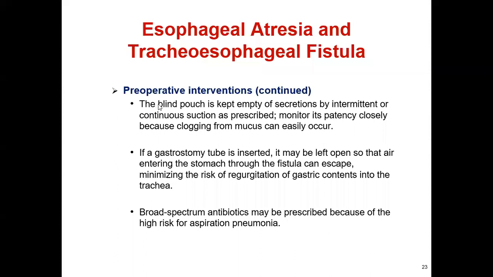So next is preoperative intervention. The blind pouch is kept empty of secretion by intermittent or continuous suction as prescribed. If a gastrostomy tube is inserted, it may be left open so the air entering the stomach through the fistula can escape. Also, broad-spectrum antibiotics may be prescribed because of the high risk of aspiration pneumonia.